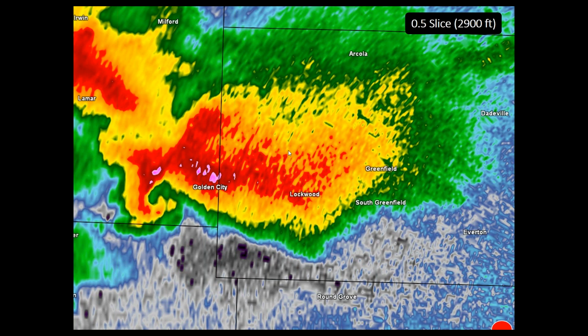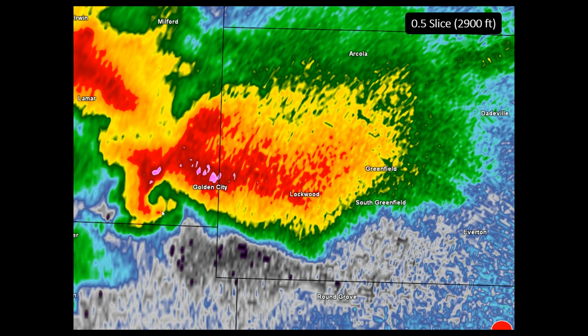So if you're looking at GR or whatever radar app you wanted to use, and let's say you had the 0.5 degree slice angle pulled up here. At this spot, in southeast Barton County and Dade County, we're looking at about 2,900 feet. So we're never truly looking directly at the ground. You have to be really close to the radar to see that. For most of the area, you're going to be looking at the lowest scan, a couple thousand feet.